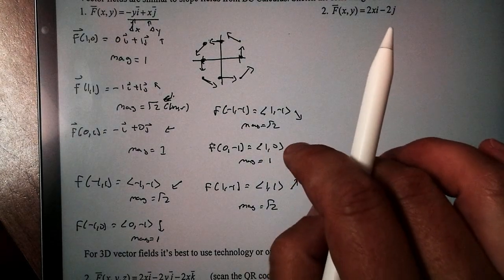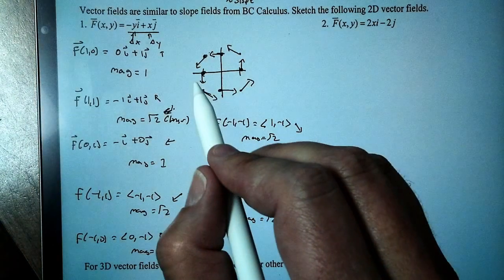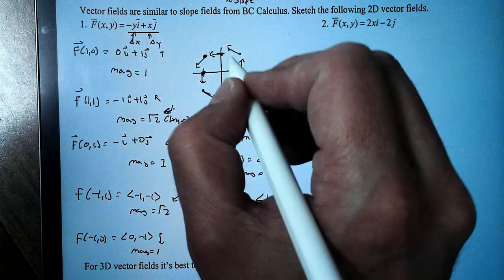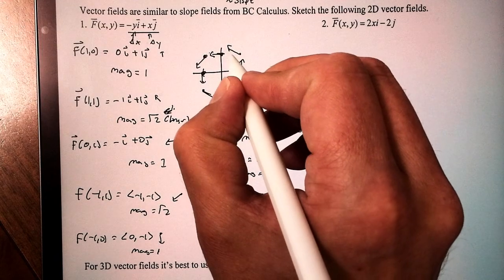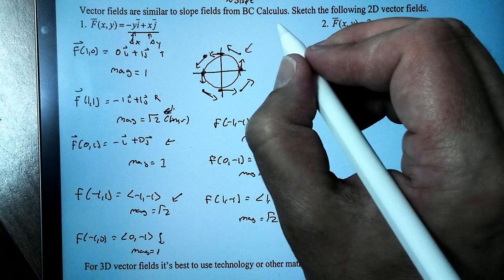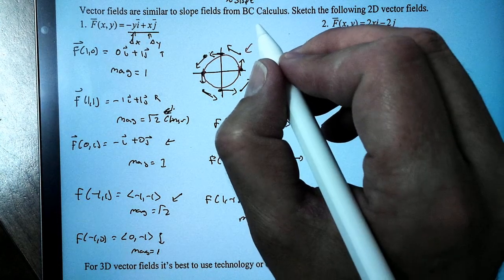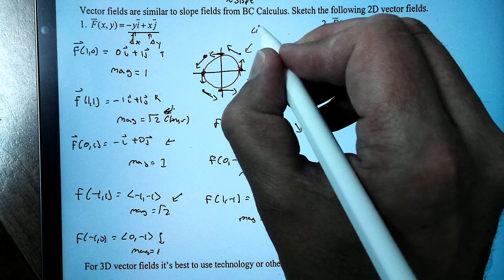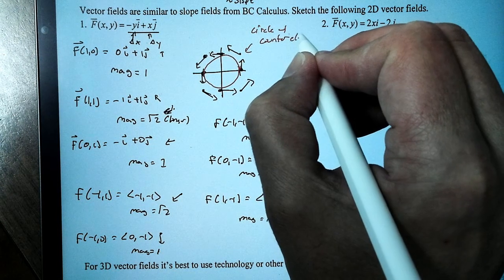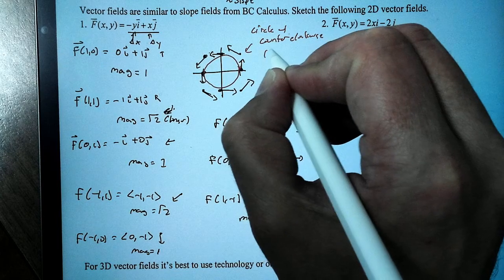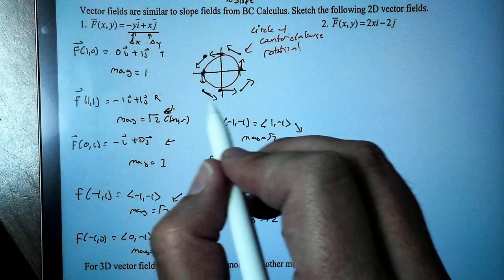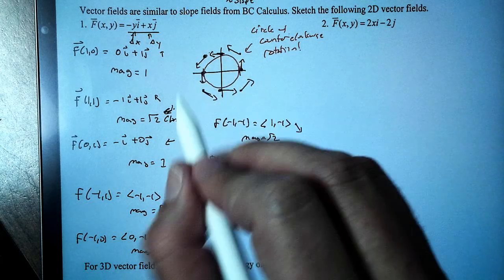Now notice, what shape does this kind of make? Right here. And if you said a circle, you're doing pretty good. So if I look at just make this as a unit circle, if you notice, this gives us a circle with a counterclockwise direction. So this is a circle with a counterclockwise rotation. So it's giving us a direction that we are moving here.